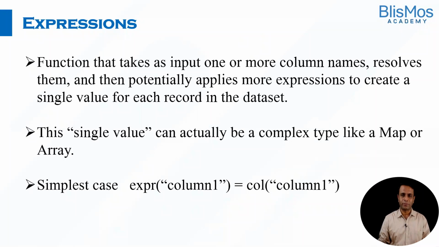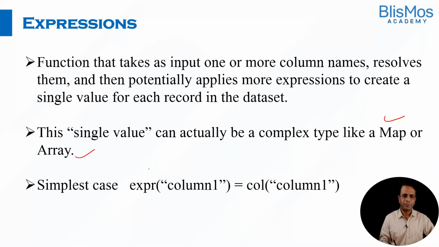Assume there is a function which accepts one or two column names as an input, and also it resolves them and applies more expressions to create a single value or a result. That is a function. Function also, in a way, we can refer it as an expression. Whatever the single value which is being produced as a part of this whole expression can also be a complex type like a map or array. It is not only int or some other simple primitive data types. It can be even map or array also.